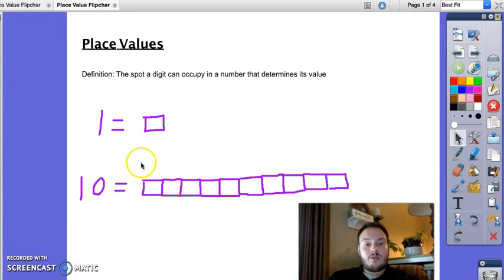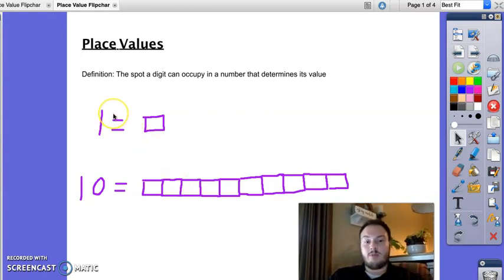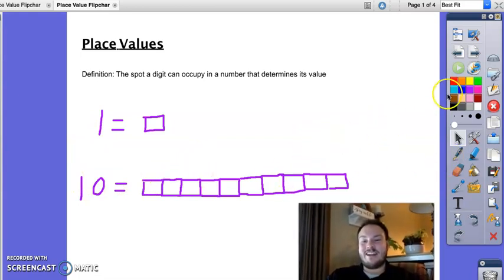To start off, we need to understand the basic concept of what these numbers actually mean. So I have some pictures to help us. The first one is the number 1, and we can see that the number 1 is equal to one of these squares, whereas the number 10 is equal to 10 of these same squares. And just imagine that those are the exact same size.